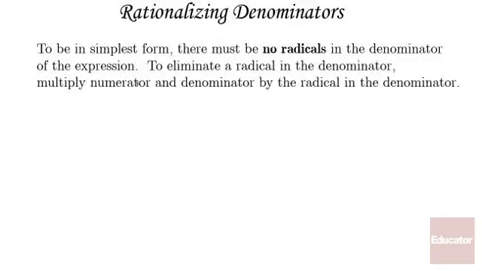Okay, in order for an expression to be in simplest form, in addition to having no perfect squares under the radical, there must be no radicals in the denominator. So the first criteria for having a radical in simplest form is that there are no perfect squares under the radical. The second is that there are no radicals in the denominator. It's okay if there's radicals in the numerator, but not in the denominator. So you need a technique to get rid of a radical in the denominator. So if I have this, it is not in simplest form.